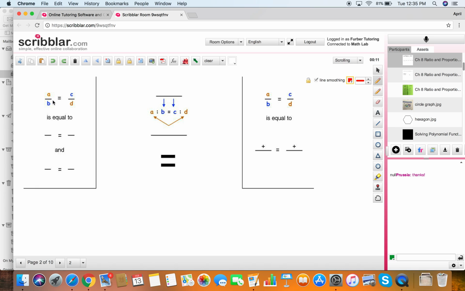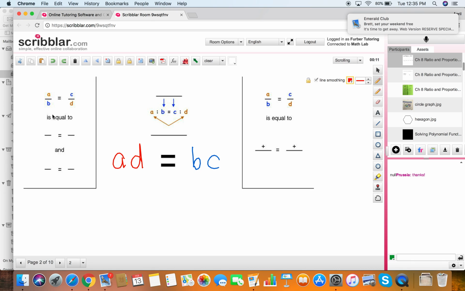And here's like a restatement of what's on the outside. A is to B as C is to D. So if that's true, then when I cross multiply A times D, that must be equal to what I get when I multiply B times C. And these variables, these locations have a relationship.